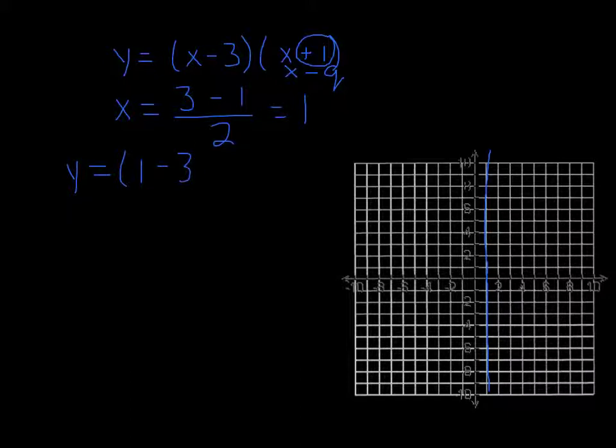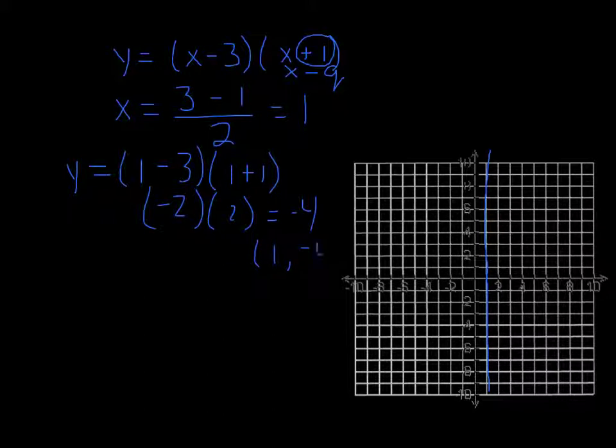1 minus 3 times 1 plus 1. So we got negative 2 times 2, and that's going to give us negative 4. So our vertex is at 1, negative 4. So we go over 1, down 4, and there's our vertex. And now we have x equals 3, so our p is 3.